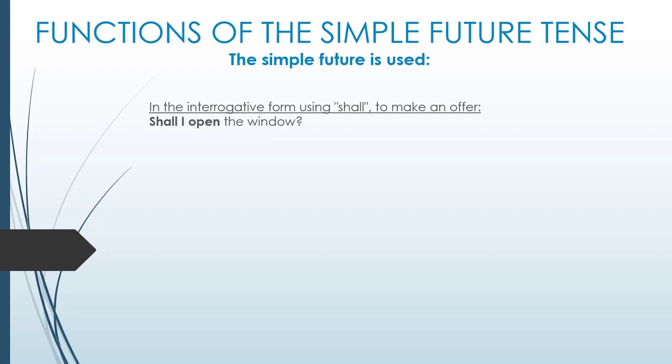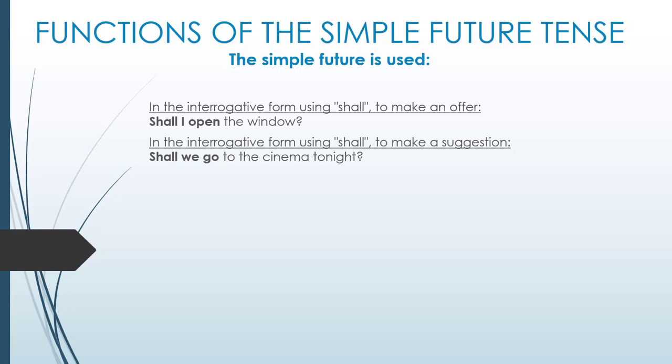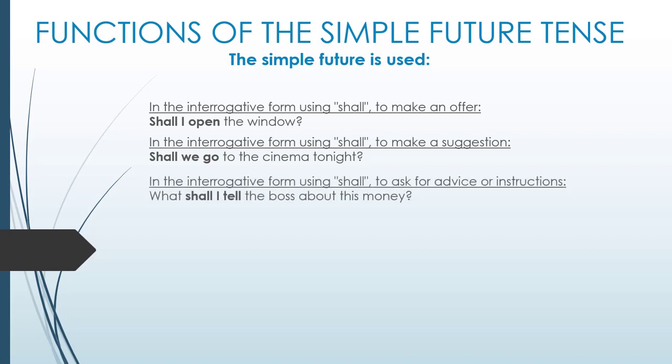Shall I open the window? Also in the interrogative form, using shall to make a suggestion. Shall we go to the cinema tonight? Another one in the interrogative form is using shall to ask for advice or instruction. What shall I tell the boss about this money?